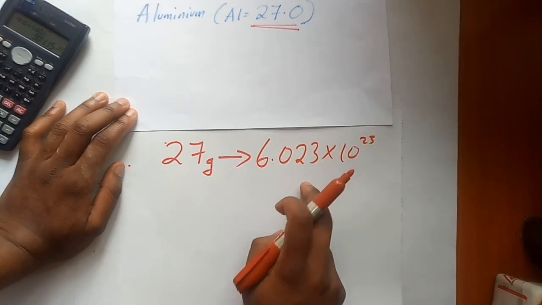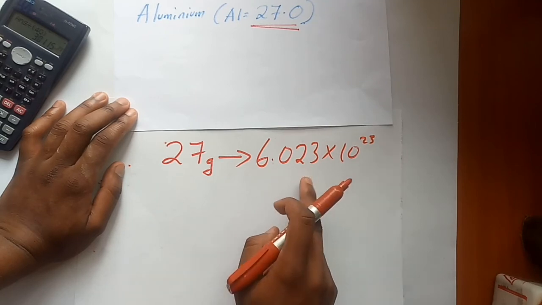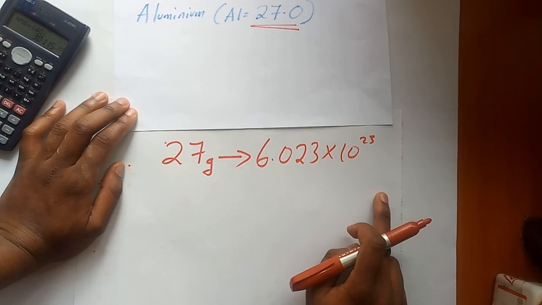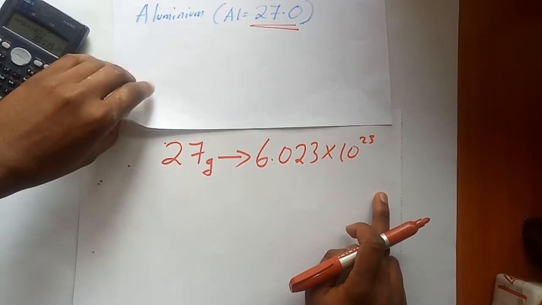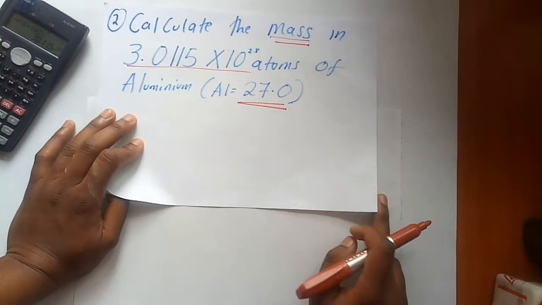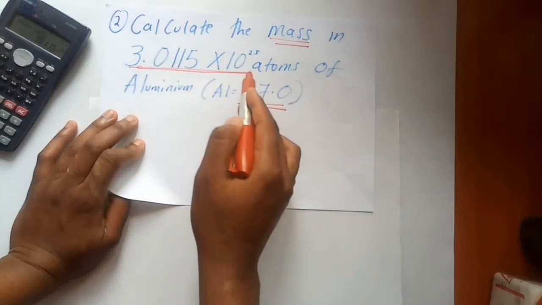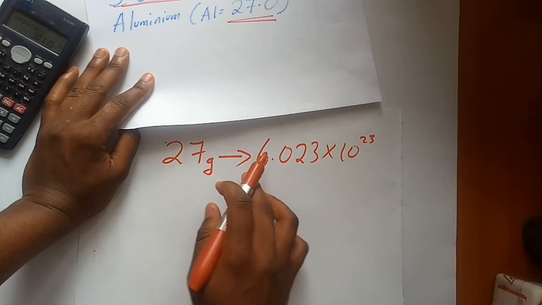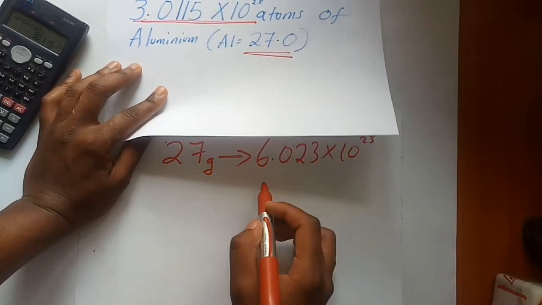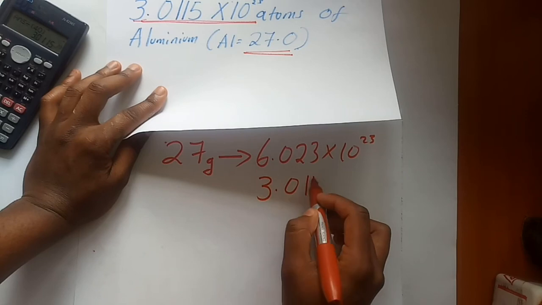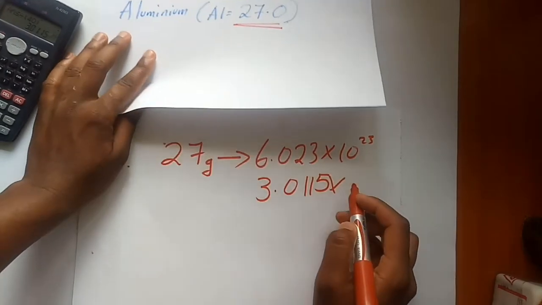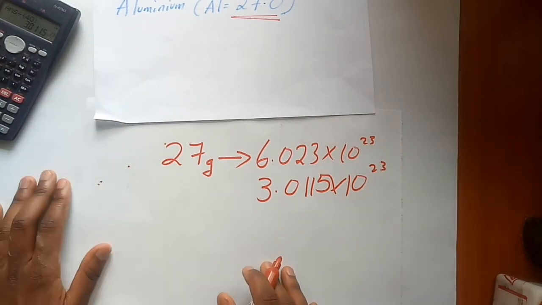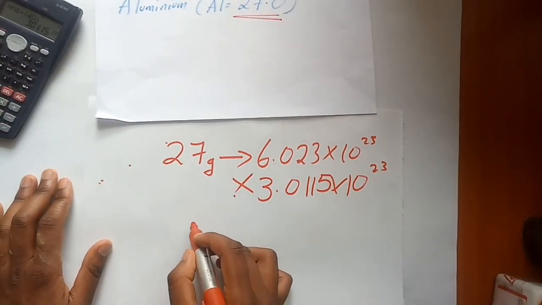And you'll always be given this. You'll always be given the Avogadro's constant to use. So I'm using this one because it is the one that I've introduced with. So we want now to know the mass in this number of particles. So we are saying 27 grams, that is the molar mass, has this number of particles. So you ask yourself, what about 3.0115 times 10 to the power of 23? Again, you simply cross multiply.